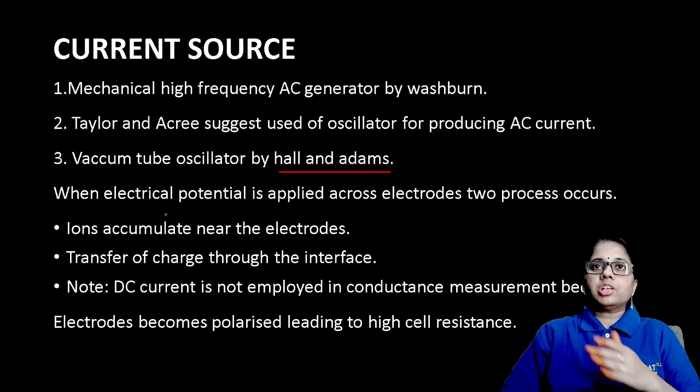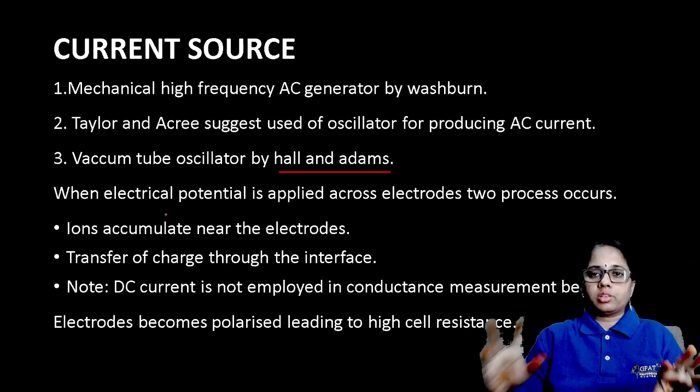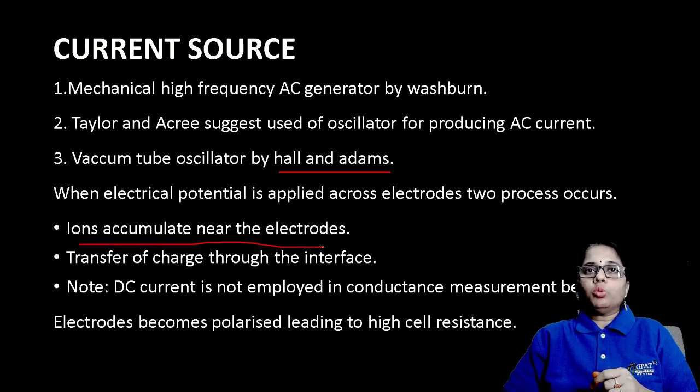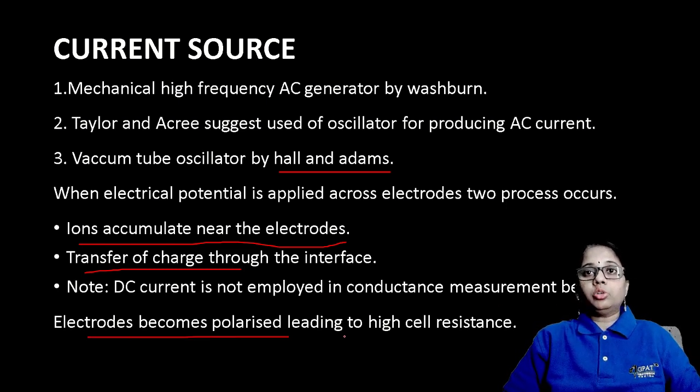When an electrical potential is applied across the two electrodes, two processes occur. First, ions accumulate near the electrodes because they move towards the opposite charge. Second, transfer of the charge through the interface takes place. Here we need to focus on this: DC current is not employed in conductance measurement because the electrodes become polarized, leading to high cell resistance. That's why only AC, alternating current, is used. So these two processes take place whenever we apply a potential on the electrodes.